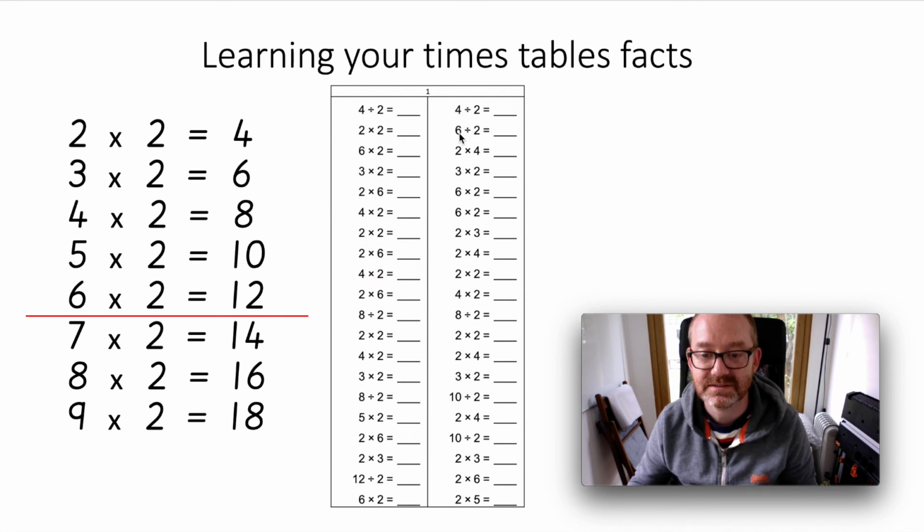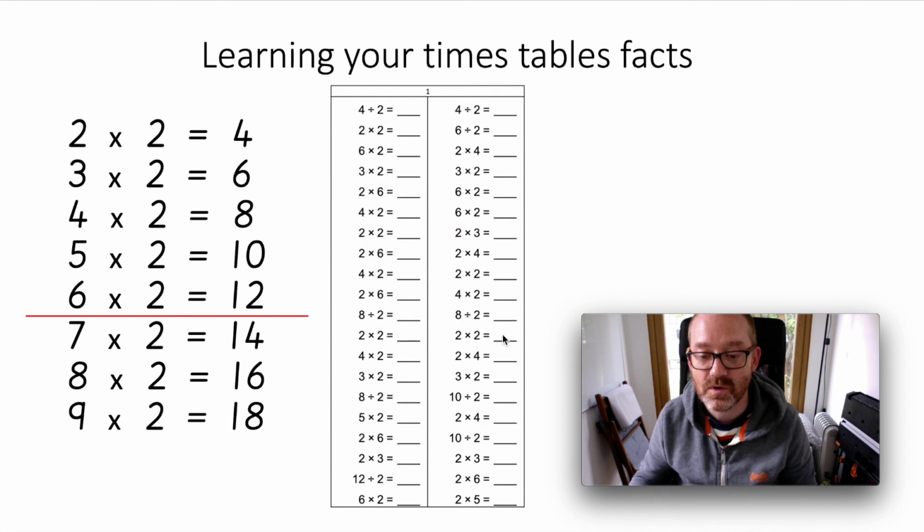2s are 6. 4 2s are 8. 3 2s are 6. 6 2s are 12. 6 2s are 12. 3 2s are 6. 4 2s are 8. 2 2s are 4. 4 2s are 8. 2s are 8.